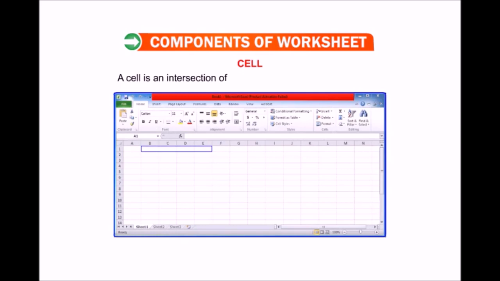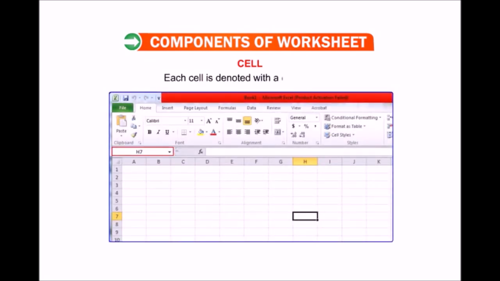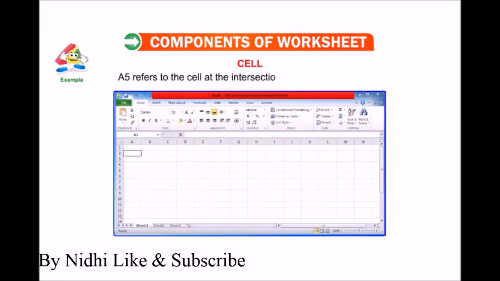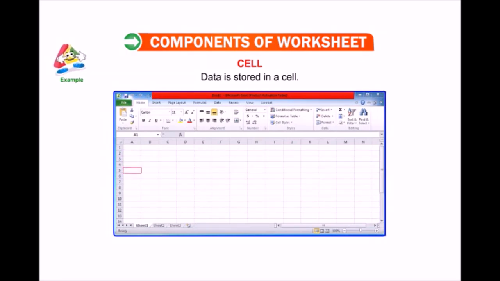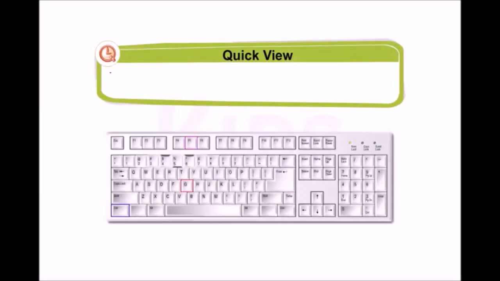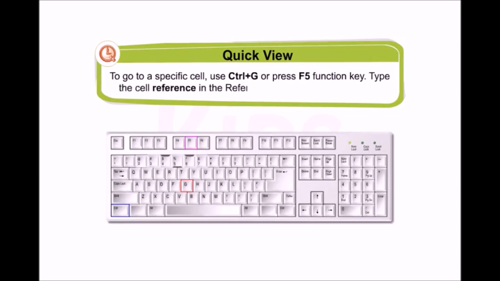A cell is an intersection of a column and a row in a worksheet. Each cell is denoted with the cell address. For example, A5 refers to the cell at the intersection of column A and row 5. Data is stored in a cell. A cell can contain up to 32,767 characters. Alright students, let us take a quick view. To go to a specific cell, use Ctrl+G or press F5 function key. Type the cell reference in the reference field to go to dialog box.